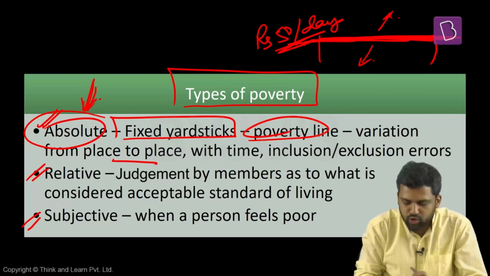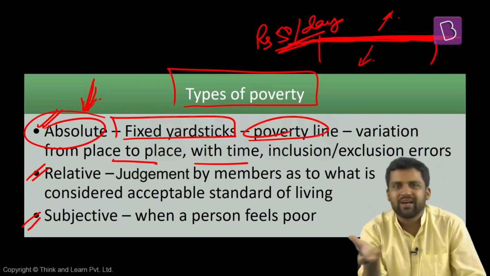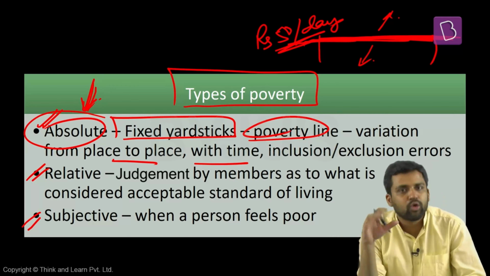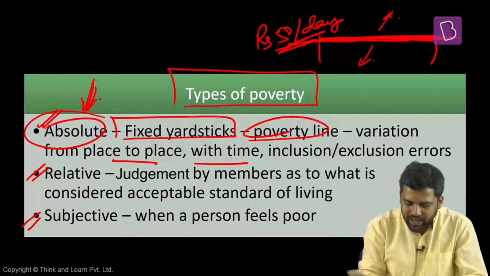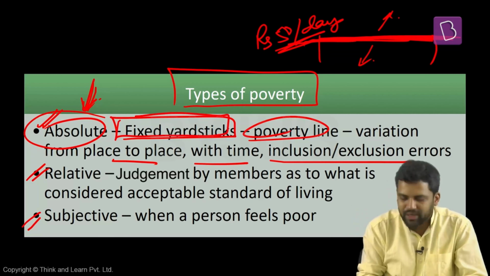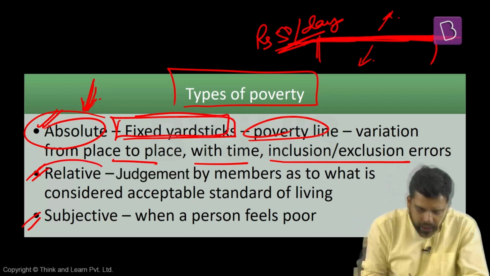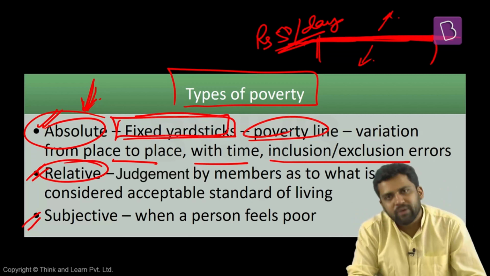This line can vary from place to place and with time. In a particular place, 50 rupees can get you a decent amount of stuff. In rural areas, maybe you can afford many things, but in urban areas, you might not be able to. Also, from time to time, this needs to be revised. Today, 50 rupees might get you a certain amount of goods, but tomorrow, the value of 50 rupees might decrease. So with time, it varies. Apart from that, sometimes inclusion and exclusion errors also take place. In case of India, we might exclude some people who are poor, we might include some people who are not poor. Another mechanism of measuring poverty is relative poverty.